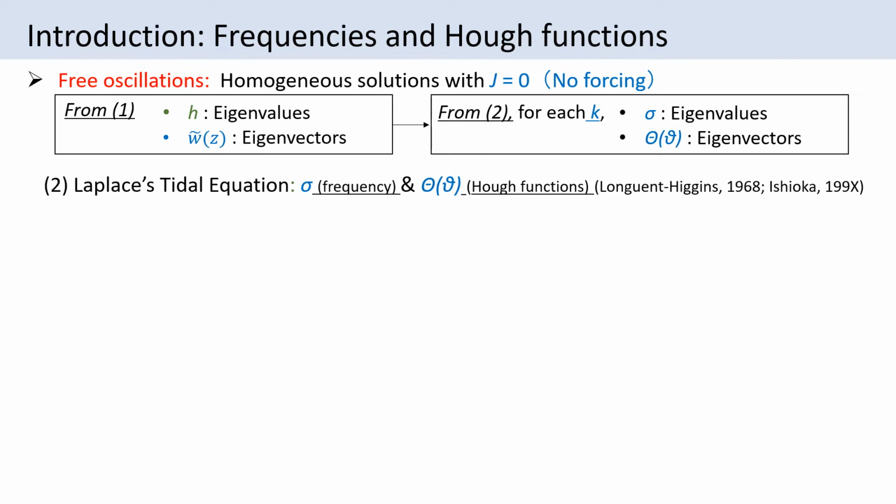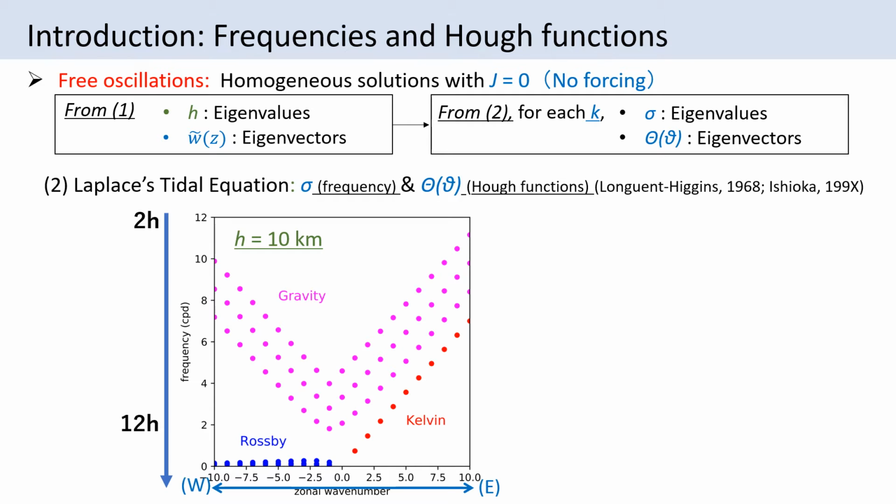Then, next, by using the value of h, we solve the Laplace tidal equations. And this is eigenfrequency as a function of zonal wave number. And this is a case for symmetric components with respect to the equator. And we have Rossby modes, Kelvin modes, and inertial gravity wave modes.